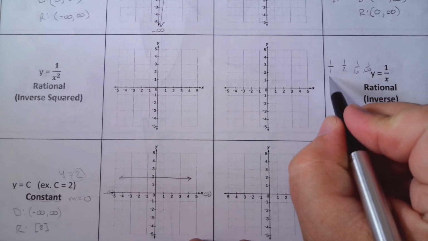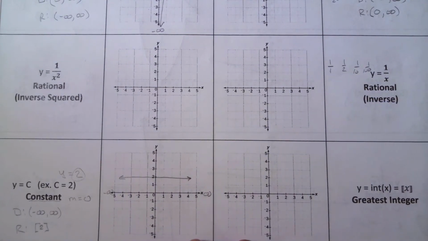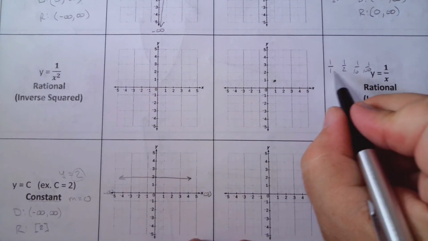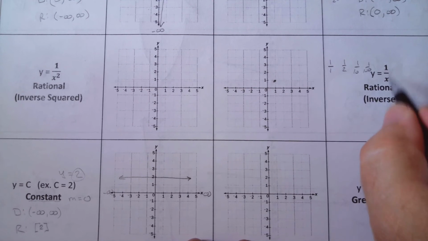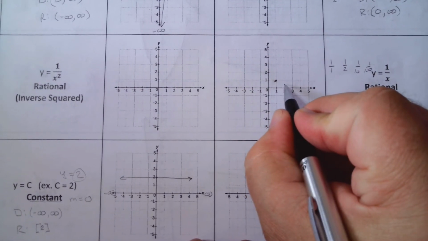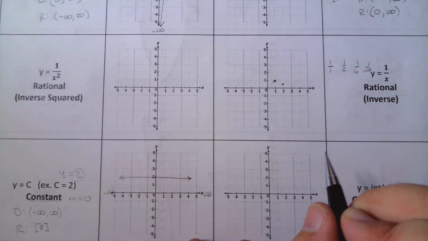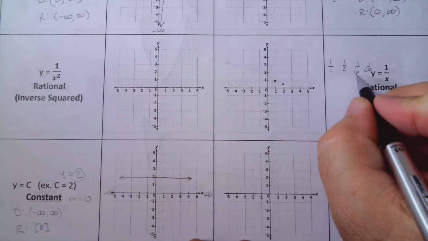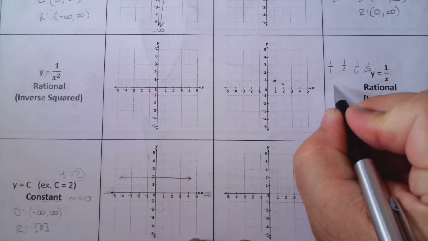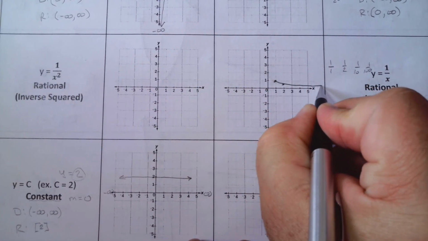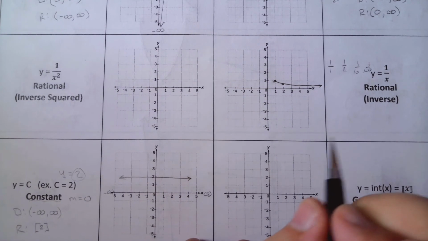So 1 over 1 is 1. So when x is 1, 1 over 1 is 1. When x is 2, it's 1 over 2 is 0.5, so it's half. When x is 10, that's 1 over 10, that's 0.1. So this half of the graph goes down infinitely close to that asymptote.